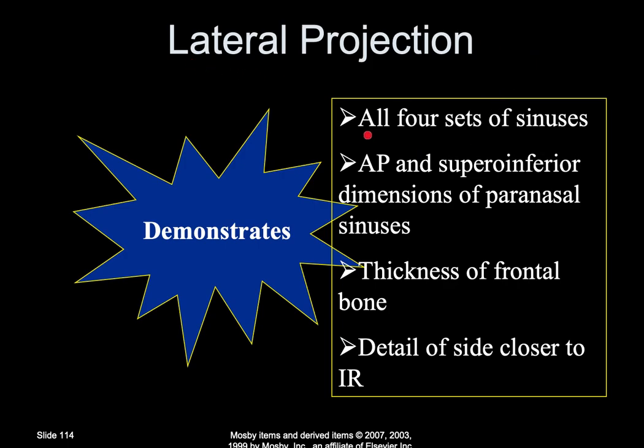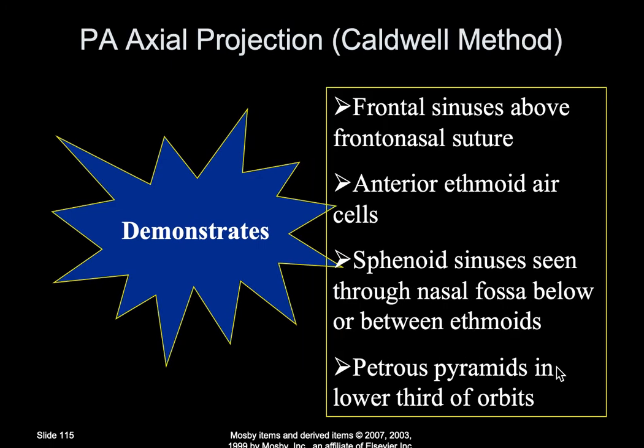So lateral projection, all 4 sets of sinuses are demonstrated. AP and supero-inferior dimensions of paranasal sinuses, thickness of frontal bone, and detail of side is closest to the image receptor. Your PA axial projection, so this is just a big review. Caldwell method, frontal sinuses above frontal nasal suture, anterior ethmoid air cells. Sphenoid sinuses seen through the nasal fossa below or between the ethmoids.